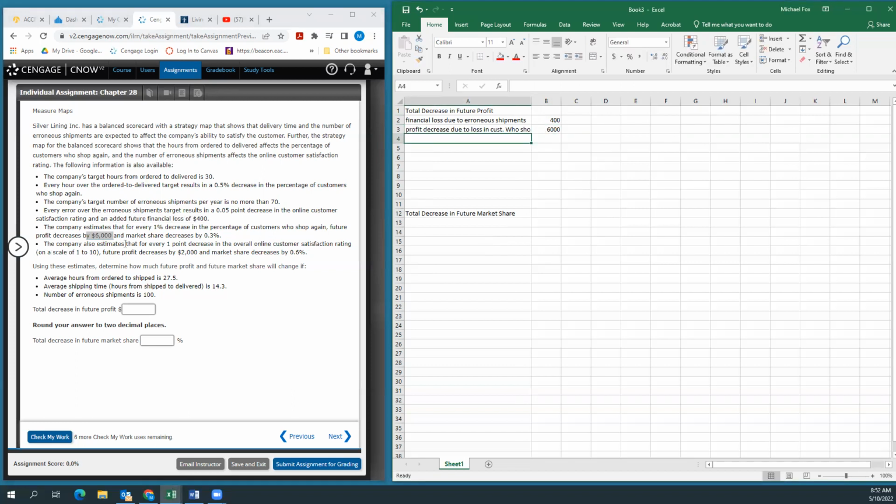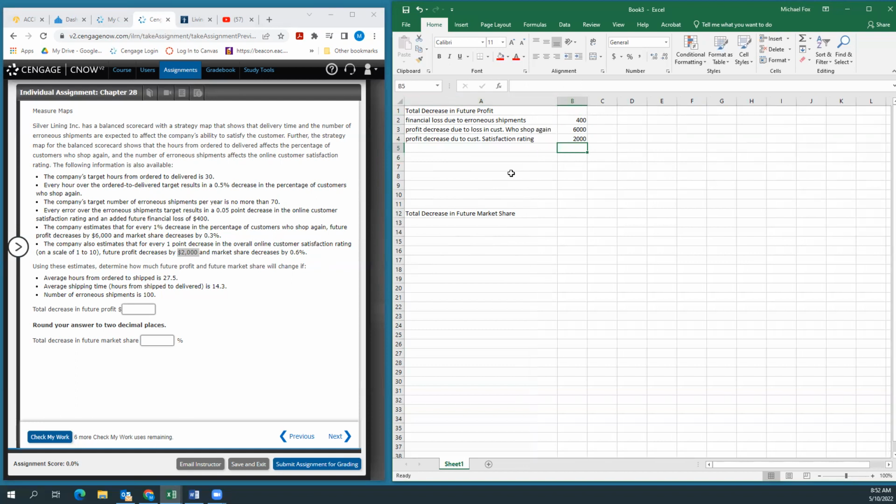And then the company also estimates that for every 1 point decrease in overall online customer satisfaction rating, future profit decreases by 2,000. So I'm going to call this one profit decrease due to customer satisfaction rating. And that was $2,000. So those are going to be the component parts that make up my total decrease in future profits.